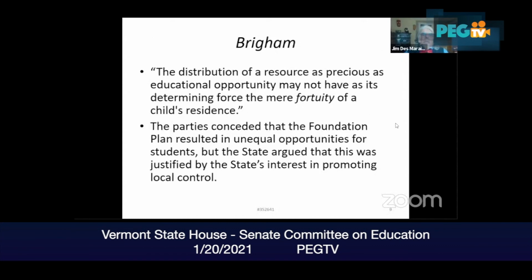The Brigham Court said that the distribution of a resource as precious as educational opportunity may not have as its determining force the mere fortuity of a child's residence. And the parties conceded that the foundation plan resulted in unequal opportunities for students, but the state argued that this was justified by the state's interest in promoting local control.